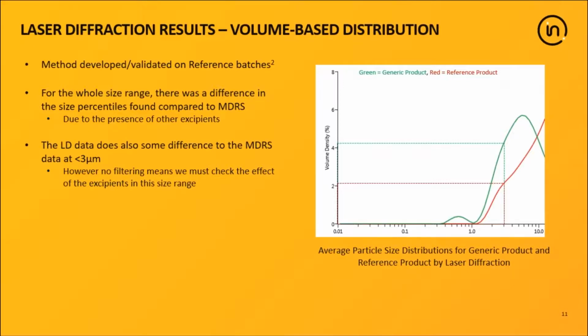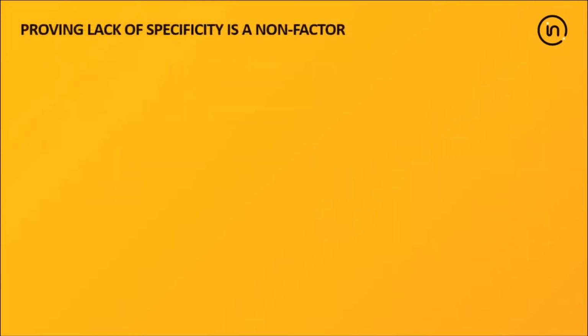In the range less than or equal to 3 microns and below, there was some difference as well between the percentage of sample particles below 3 microns, with a greater percent of particles existing in this range for the generic versus the reference. However, down to 0.5 and above, below 3, this is all observable by MDRS, where we've demonstrated the API bioequivalence. Therefore, this difference must be due to excipient particles. Therefore, we must prove the difference in the particle size within the range of interest is down to the excipient existing, and therefore not our lack of specificity.